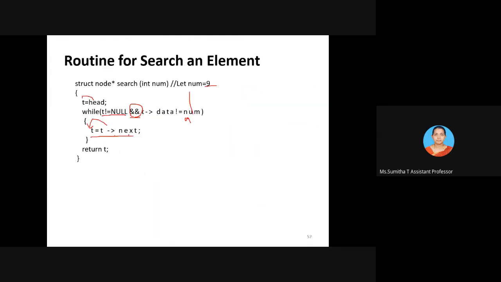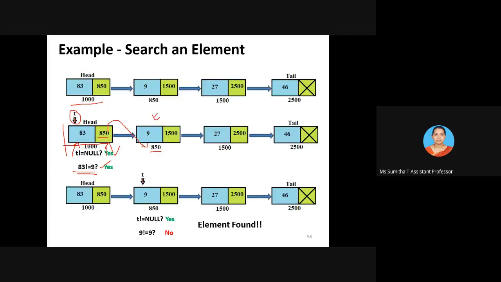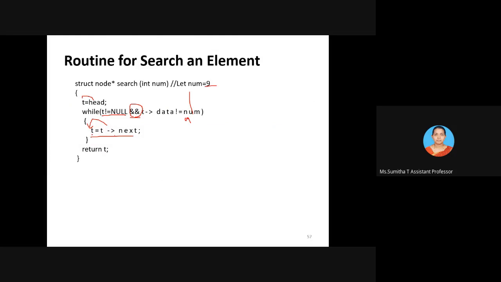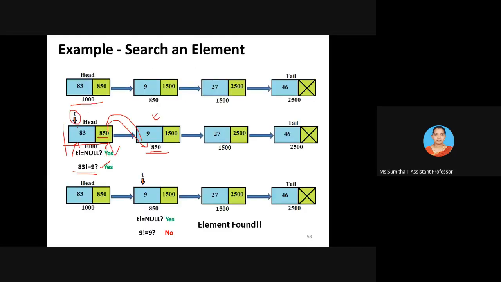The t of next is assigned to t. What is the value in t of next? That is 850, which is not a value, it is the address. So it is pointing to the second node. So the whole second node is assigned to t. Likewise, we are moving. In the first iteration the t value is in the head node. Now the t variable comes to the second node.